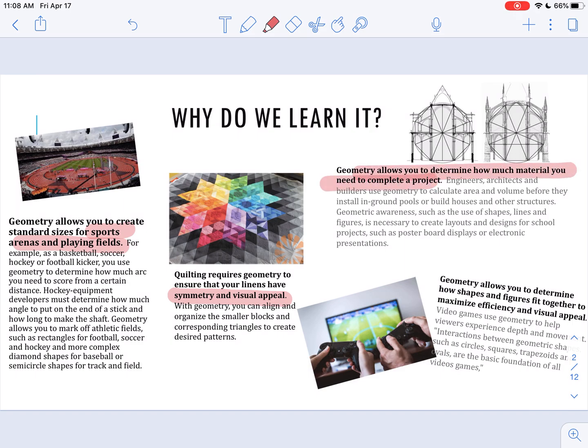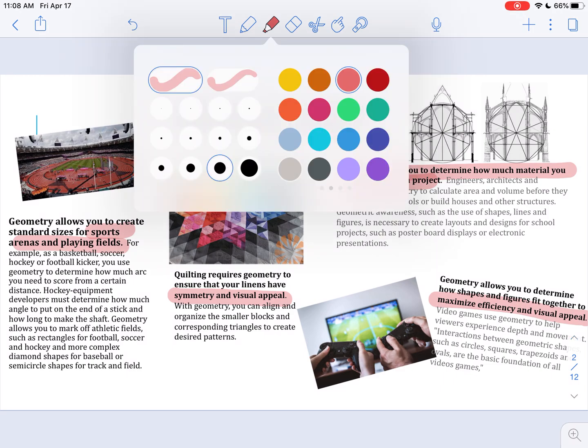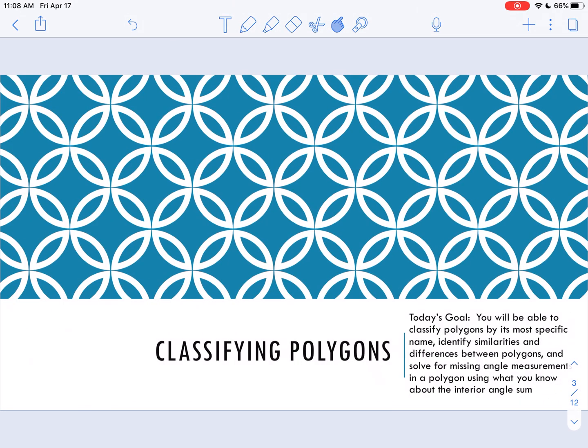And I thought this was really interesting, but geometry shows up a lot when we're talking about visual appeals, even in video games. So if you want to take the time to pause and read through this page, you absolutely can. This is just a few of the ways that geometry is used in the real world. All right, so let's head into today's lesson.